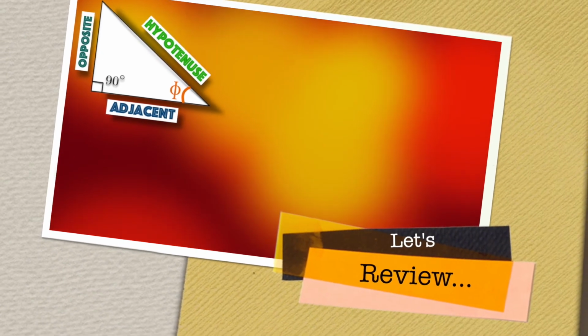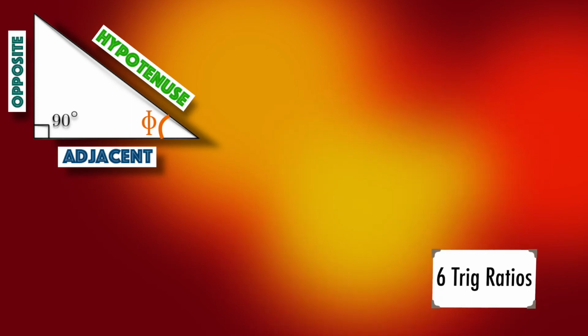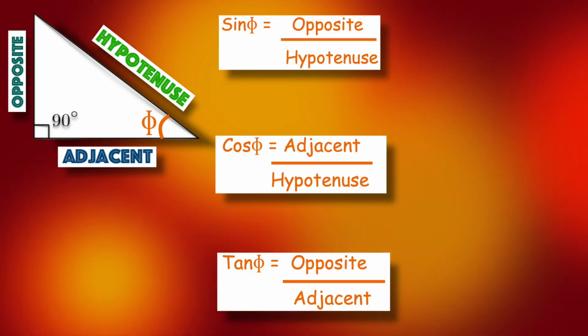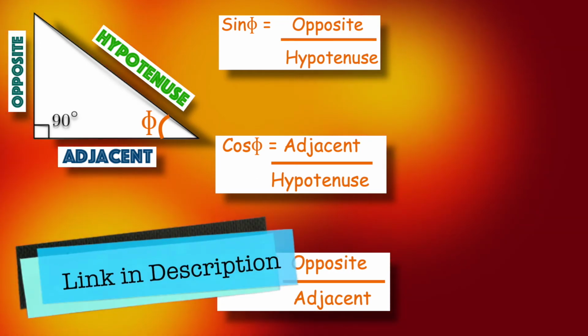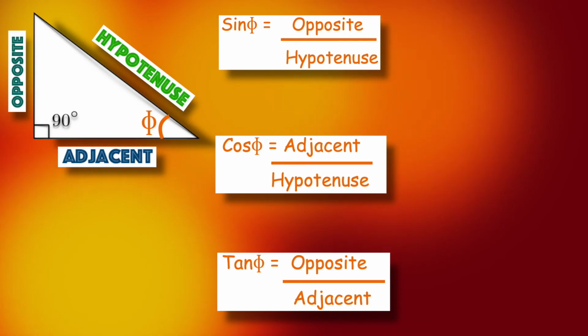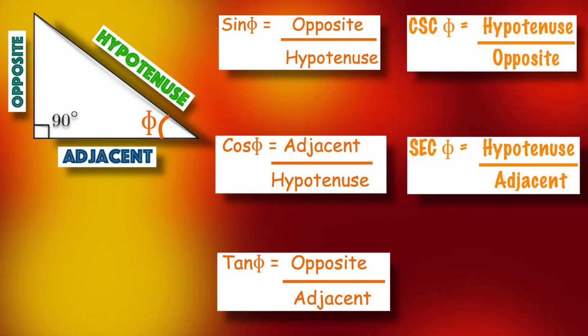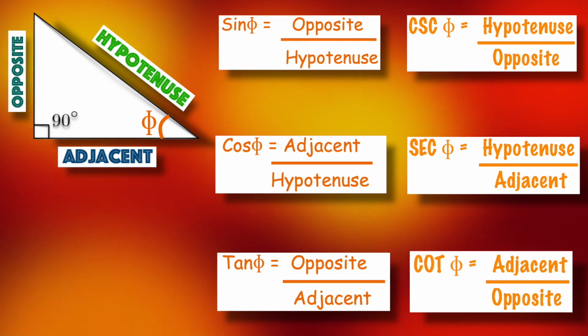Let's review. In a right angle triangle, there are 6 trigonometric ratios: sine, cosine, and tangent, which we looked at in a previous video, and their opposites: cosecant, secant, and cotangent, which we just reviewed.